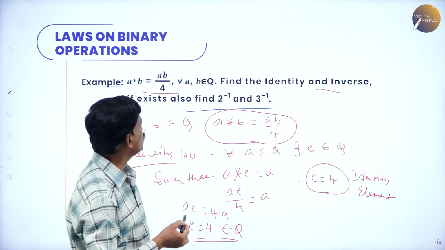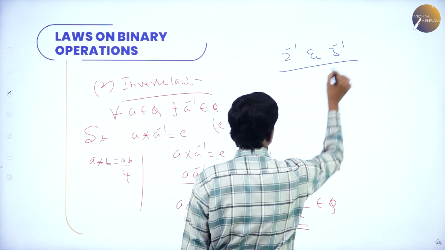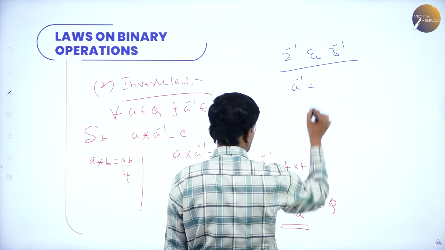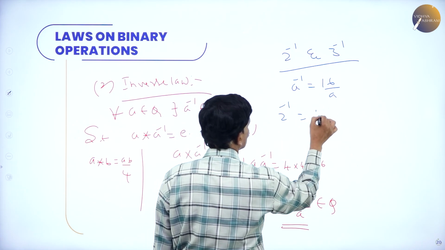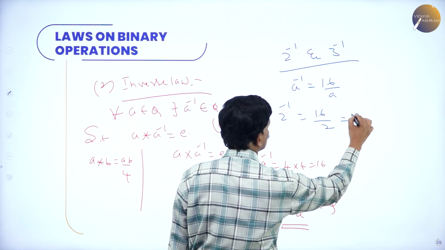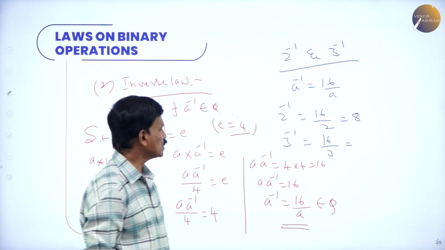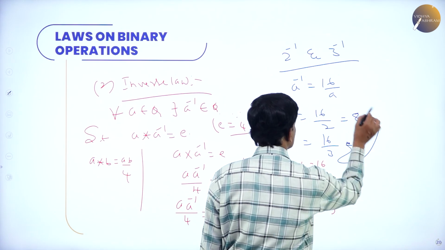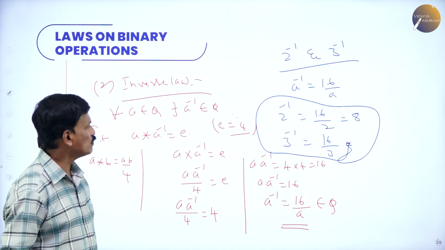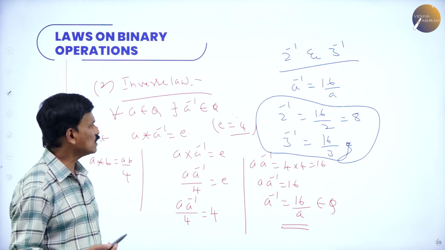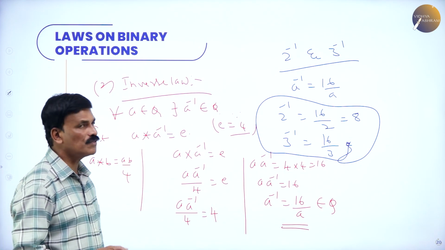Further, what is required is to find 2 inverse and 3 inverse. What is given? What we obtained: A inverse is equal to 16 by A. So, 2 inverse is equal to 16 by 2, that's equal to 8. And 3 inverse is equal to 16 by 3. That's it. These are the inverses of 2 and 3. So, the inverse of 2 is 16 by 2, which is 8, and the inverse of 3 is 16 by 3. So, if it is divisible, divide it, otherwise just skip. So, this is how we are going to find it.